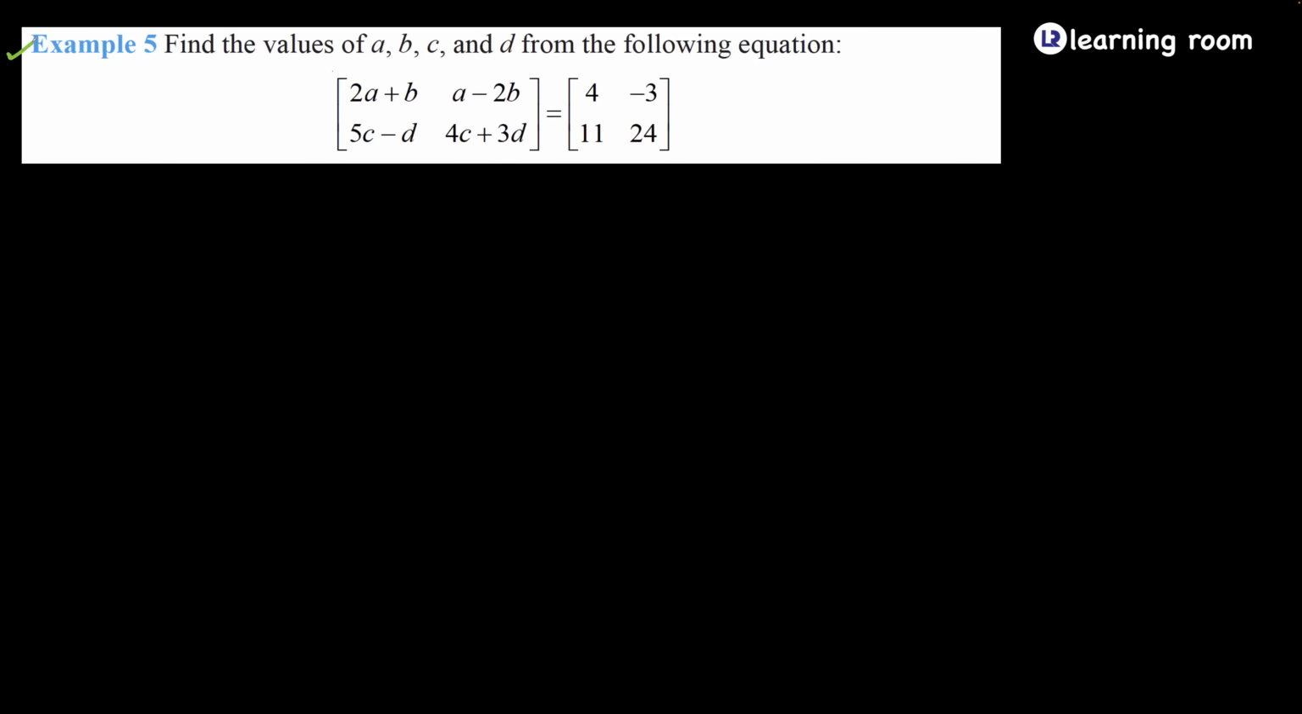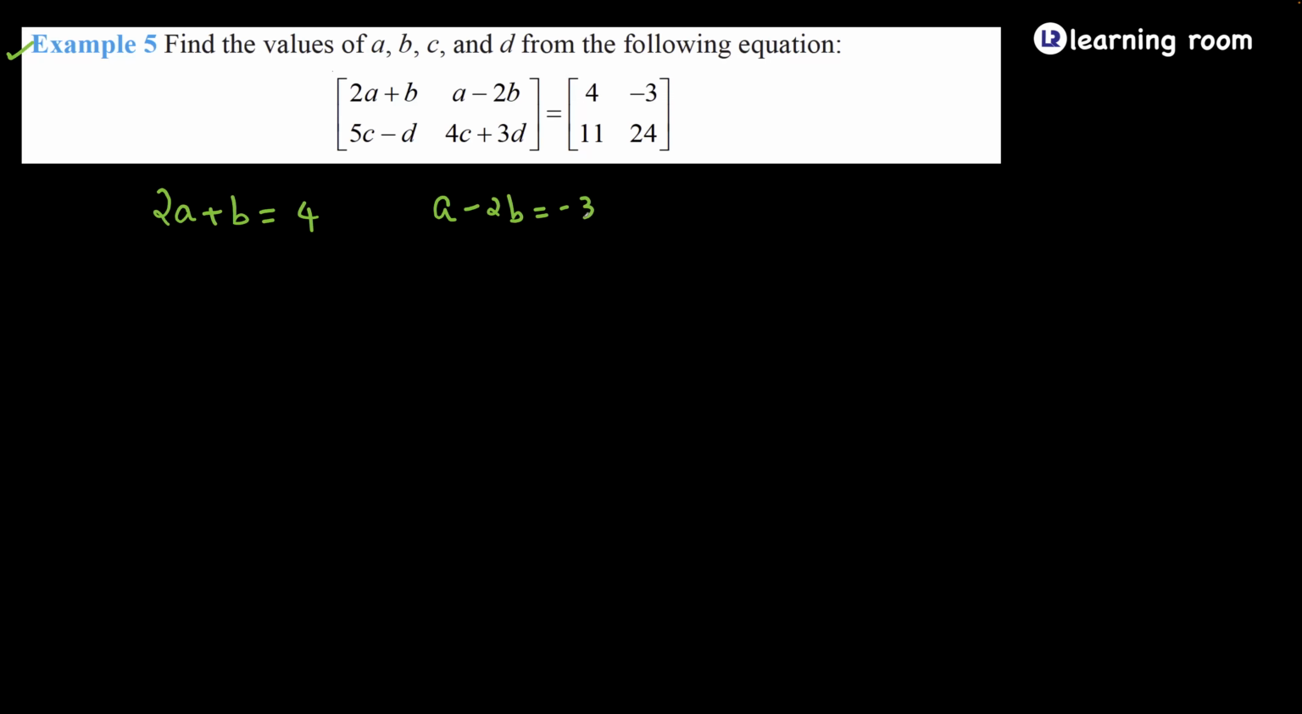So example number 5. Find the values of a, b, c, and d from the following equation. Since these two matrices are equal, what is the order of this matrix? 2 cross 2, and this is also 2 cross 2, right? So 2a plus b is equal to 4, right? Similarly, a minus 2b is equal to minus 3, right? So I have two linear equations in a and b, so we can solve it.